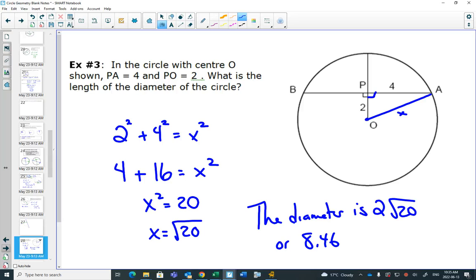Do we have units? You did that math wrong. It's not 8.46. What was the first one? The first one was 4.472. So this should be 8.946. Is it close? Okay. We'll just take that one out. All right.